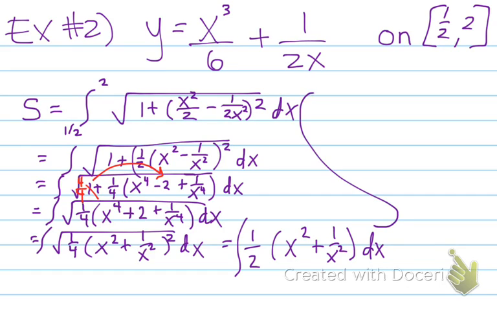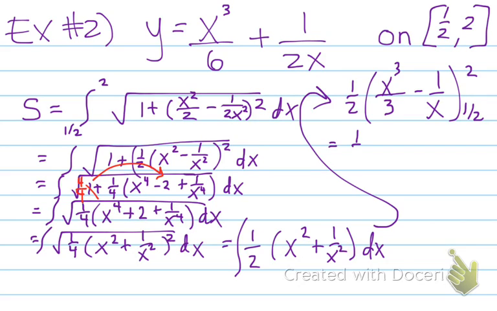So when I integrate it, I can bring the 1/2 out front as a constant, and then I get x cubed over 3 minus 1 over x as the integral of 1 over x squared. And I'm evaluating that from 1/2 to 2. If I plug in 2 and I simplify a little bit, I get 1/2 times 13 over 6 plus 47 over 24.